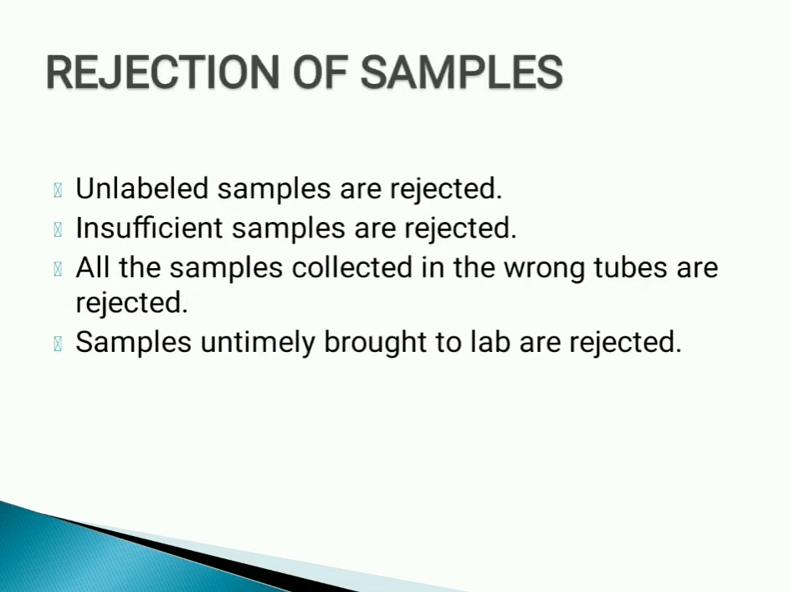Now we know that samples can be collected from different parts of the hospital, but when it is brought to the lab, we must check it while receiving it. There are certain criteria for rejection of samples. These include: unlabeled samples are rejected, insufficient samples are rejected, all samples collected in the wrong tubes are rejected, and samples untimely brought to the lab are rejected.